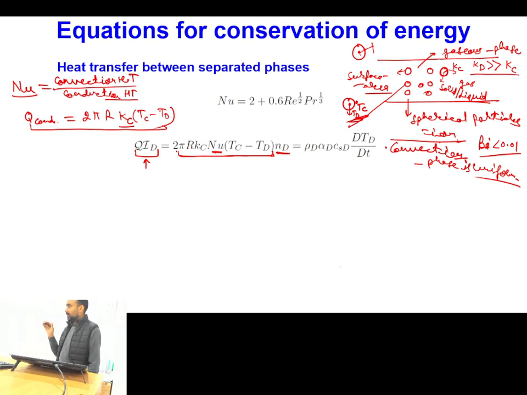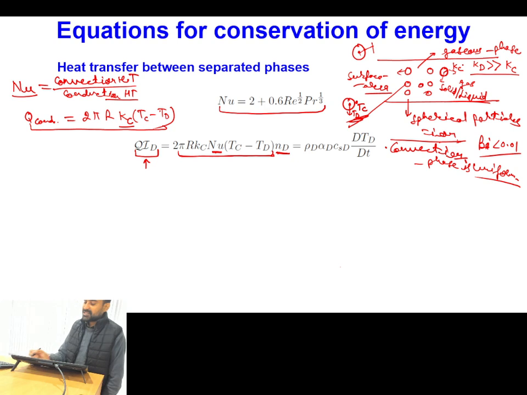This point is clear. Now, the value of Nusselt number for this type of situation can be given by this particular correlation, which is 2 plus 0.6 into Re power 1 by 2 and Prandtl number power 1 by 3. Is this one clear? So Nusselt number you can calculate from this equation.